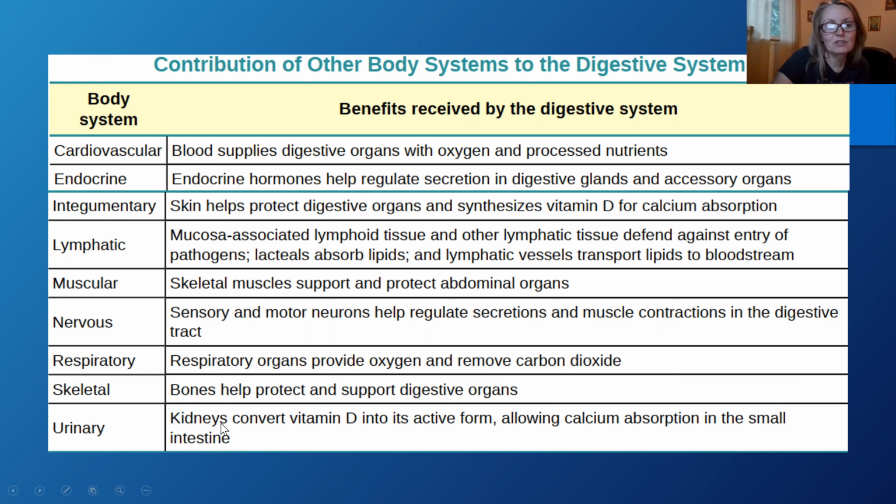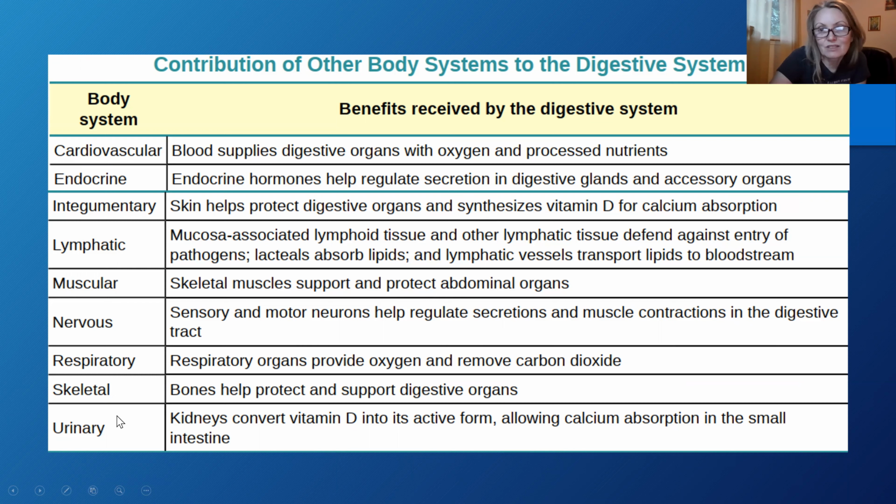Urinary system, for example, kidneys convert vitamin D into its active form. So you synthesize the precursor of vitamin D in your skin, and then your kidney converts it into the active form, and it allows calcium absorption in the small intestine, right? So those systems benefit your digestive system, and obviously your digestive system provides nutrients for all the systems.